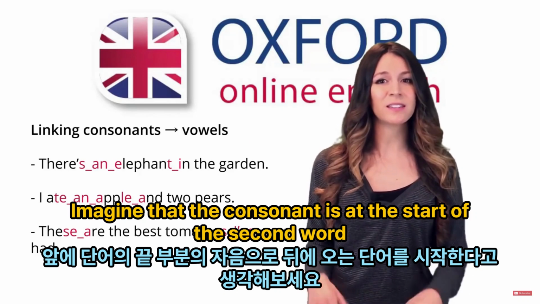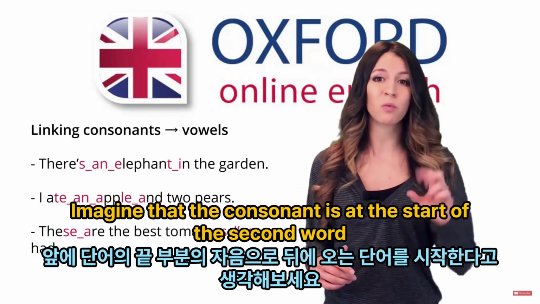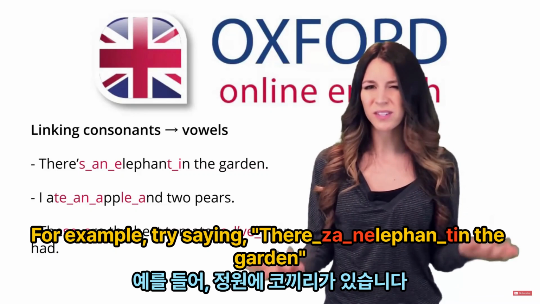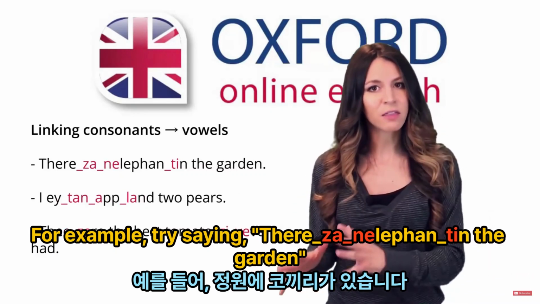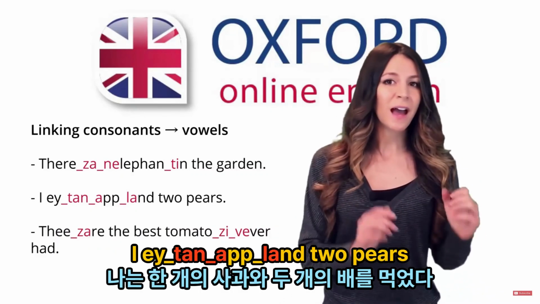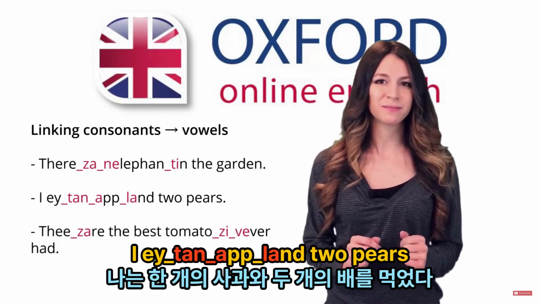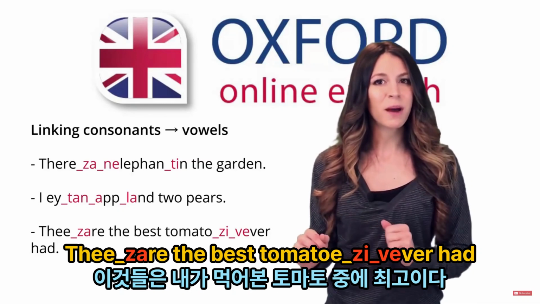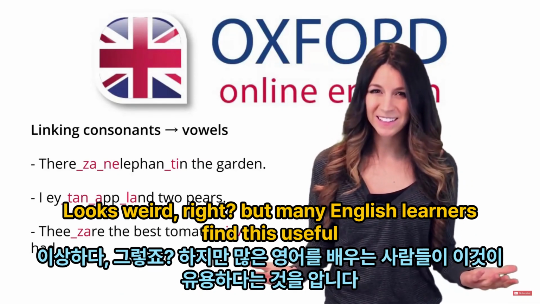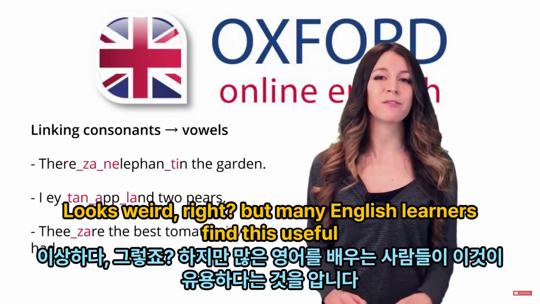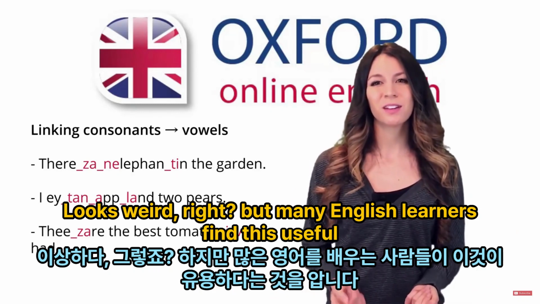Imagine that the consonant is at the start of the second word. For example, try saying, there's an elephant in the garden. I ate an apple and 2 pears. These are the best tomatoes I've ever had. Looks weird, right? But many English learners find this useful.